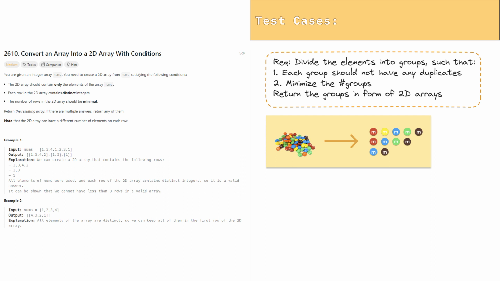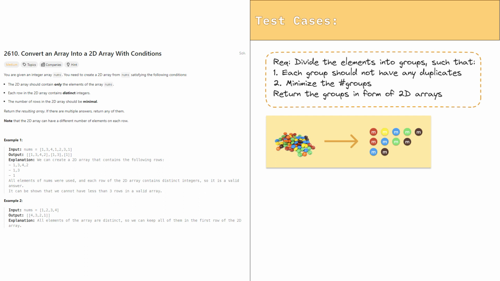Sounds quite complicated, right? Let's rephrase the question into human readable words. This question can be reduced to: we need to divide elements from the input array into groups such that each group should not have any duplicates. And also, we should minimize the number of the groups. Return the groups in the form of 2D arrays. That's all. Here, we will use the food analogy as an example.